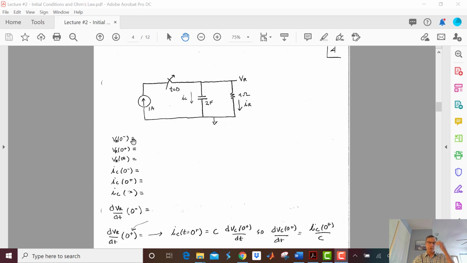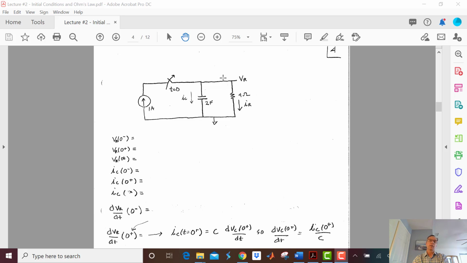The voltage at the resistor at 0 minus, I'm sorry, at 0 minus I have 1 amp coming out of here. I have 1 amp going this way, I got nothing going this way, I got 1 amp going through 4 ohms. So I'm going to start at 0 and go up 1 amp times 4 ohms. I got 4 volts right here. That's VR at 0 minus.